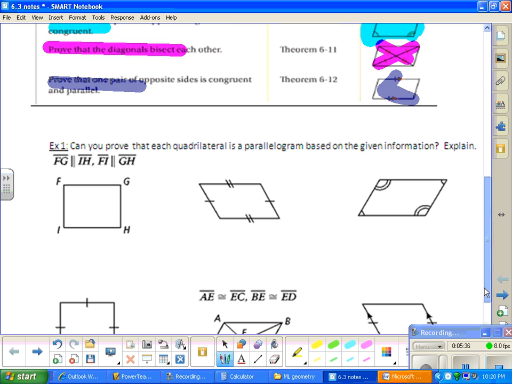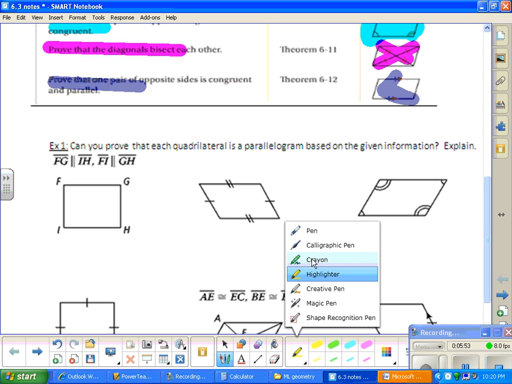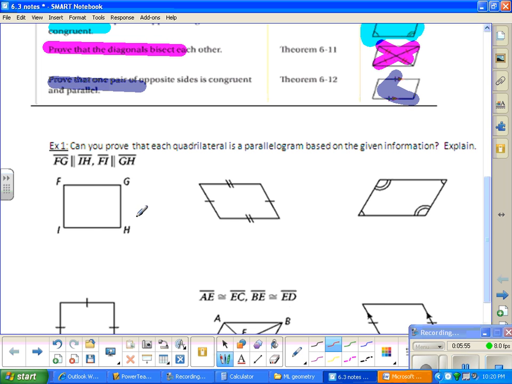So, can you prove that the quadrilateral is a parallelogram based on the information? Here it's telling us this information goes with this figure here. And so what it's telling us is that FG is parallel to IH, and FI, oh, not congruent, sorry.